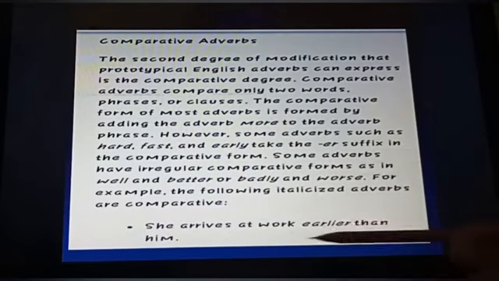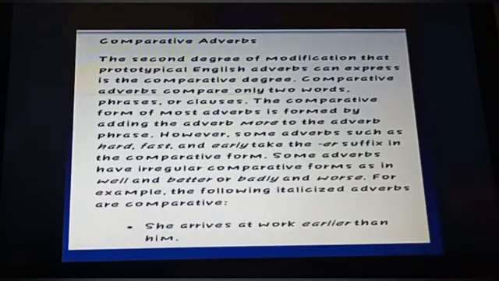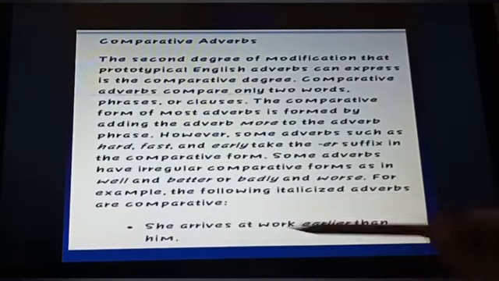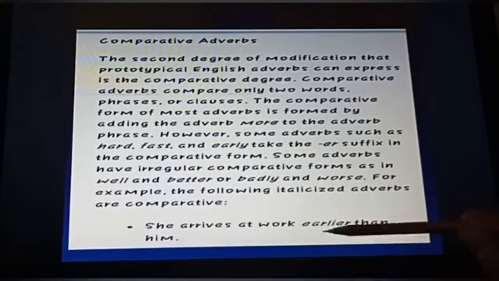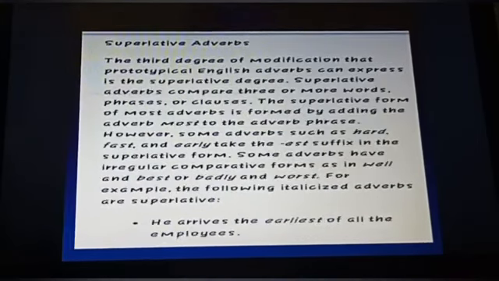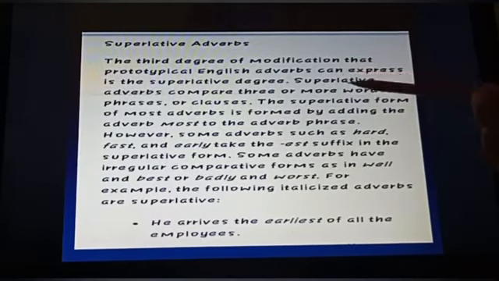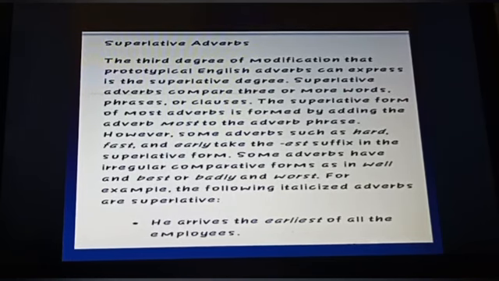For example, she arrives at work earlier than him. Here we are doing a comparison between she and him, and that's why we have used the comparative form of early, that is earlier. The last one is the superlative adverb. The third degree of modification that prototypical English adverbs can express is the superlative degree. Superlative adverbs compare three or more words, phrases or clauses. Three or more means comparison between more than two persons or things.